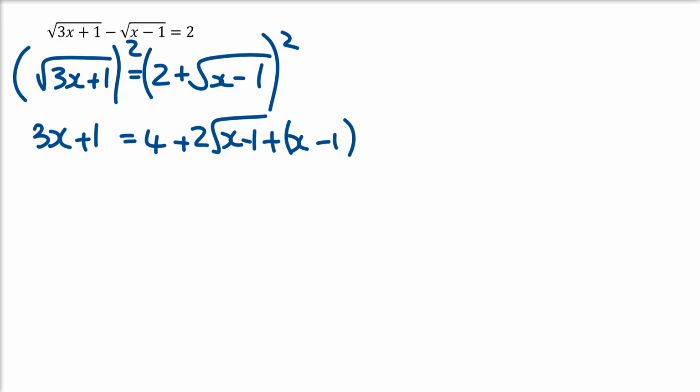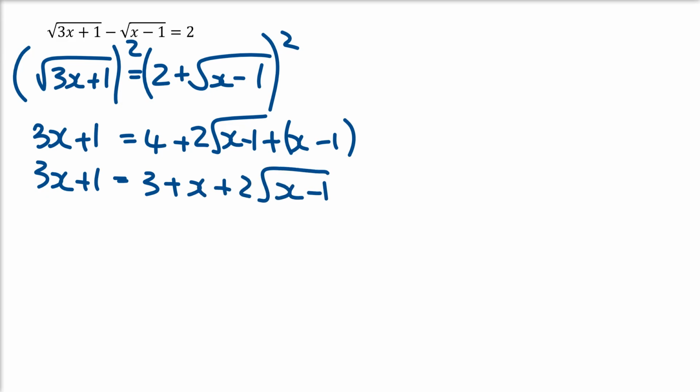Yeah? Yep. So what have I got now? I've got 3x plus 1 equals 3 plus x plus 2 root x minus 1. We're happy with this side here being the same. You're not happy with this. Why has it got rid of the square root on one side but not the other?